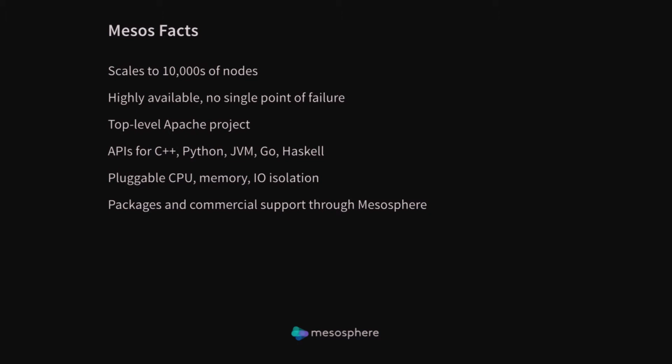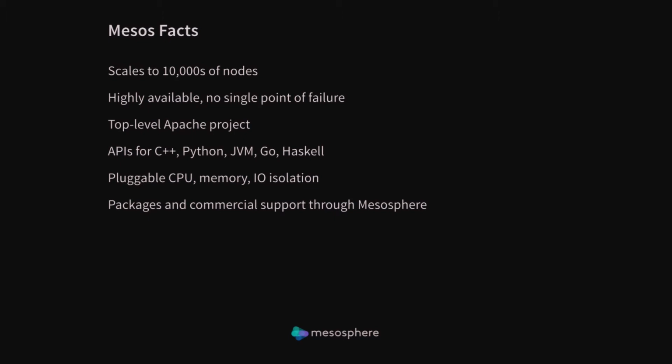Those APIs I was talking about, we have them in C++, in Python, for JVM languages, in Go, and in Haskell. There's a couple more that people are working on. We have pluggable CPU, memory and I/O isolation. So that's really exciting stuff. You may have heard about Docker integration coming into Mesos. That's how we do this with this pluggable API. And Mesosphere provides commercial support and packages for Mesos.